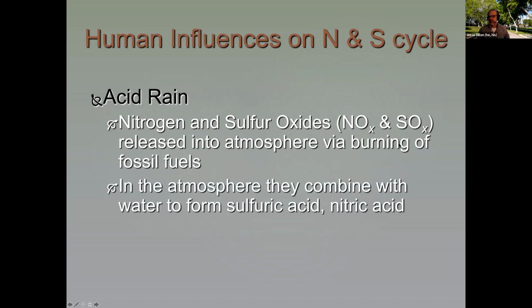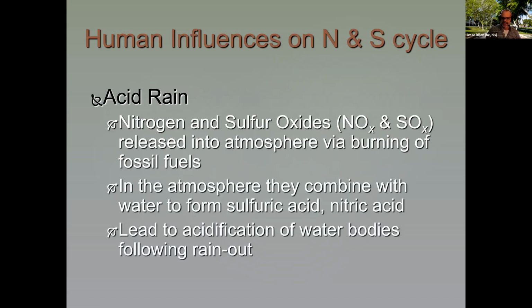Essentially what you're making is sulfuric acid and nitric acid, and that's why we call it acid rain. And if it falls onto fresh water that doesn't have the pH buffering capacity of the ocean, this led to serious fish kills and almost killing off of all of the animals and vegetation living in some lakes. Okay. All right. Any questions about sulfur or nitrogen cycling?